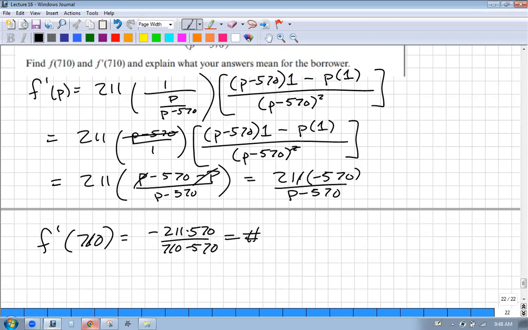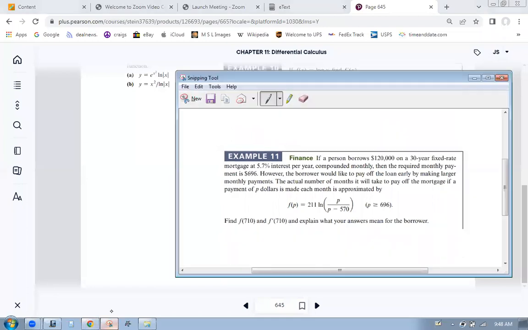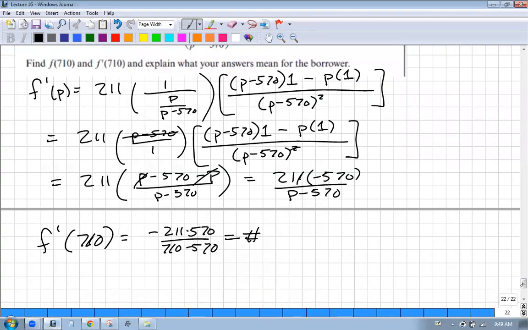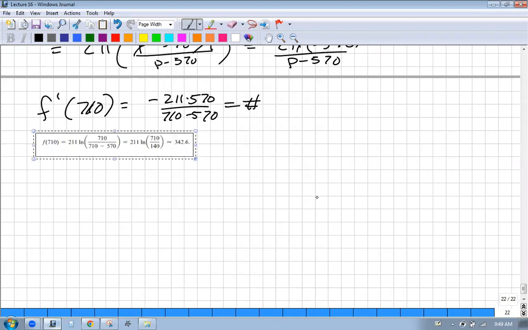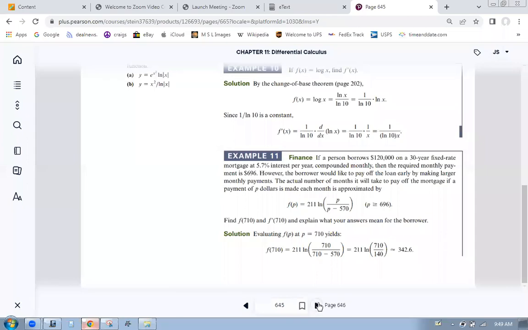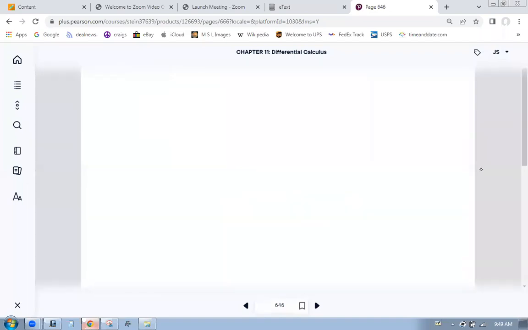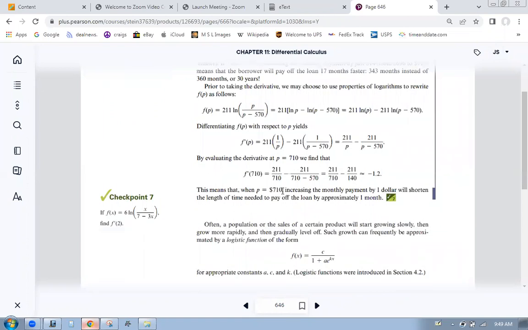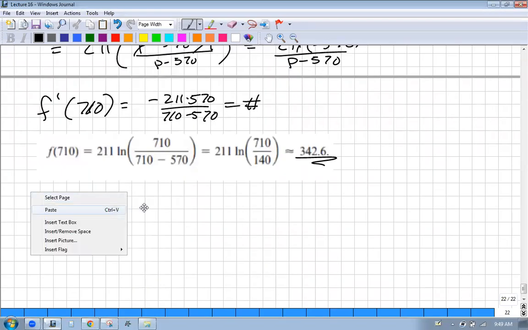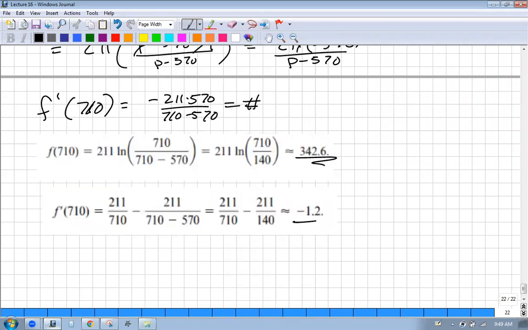It's just some number. So for the sake of speed here, we're going to look at their answers because we want to be able to interpret these numbers, not just get the numbers, but we want to know what they mean. So if you pay $710 a month, you end up having 342.6 months. All right, that's the number that comes out. And here is our derivative. Assuming I didn't make any mistakes, we get that.